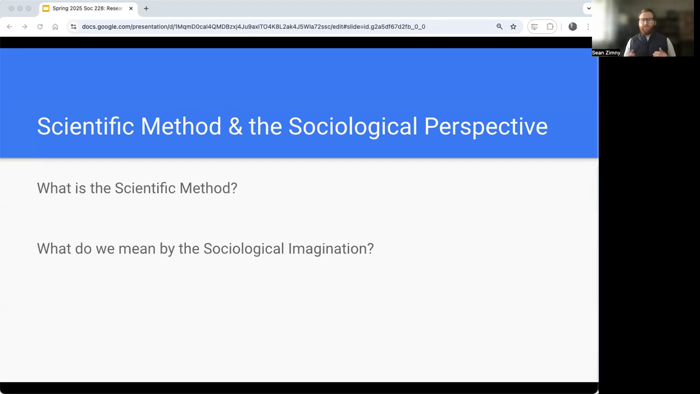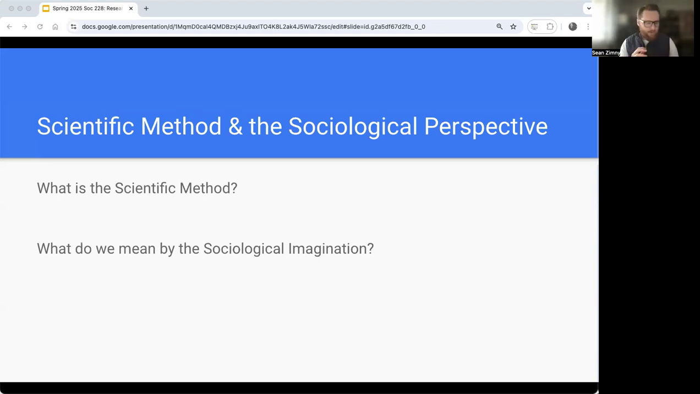Now let's get into today though, because we're going to talk about some of the things that we mentioned in the prior class period, but also conceptualization and measurement. We're going to talk about all these things. So let's talk about the scientific method to start, right? So the scientific method, maybe you've heard that before. What is actually the scientific method?